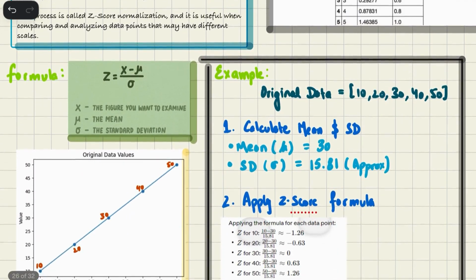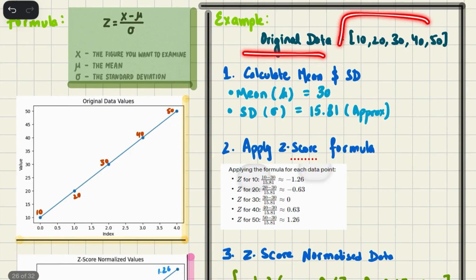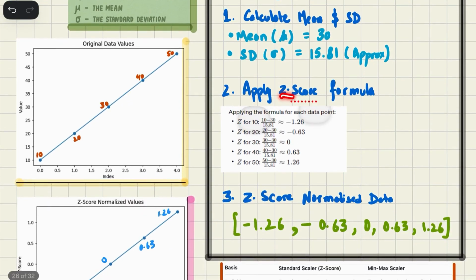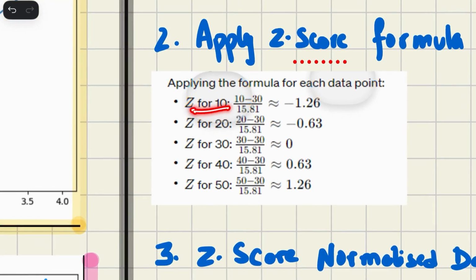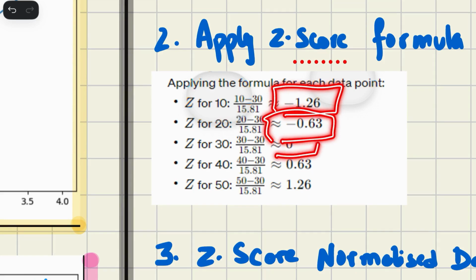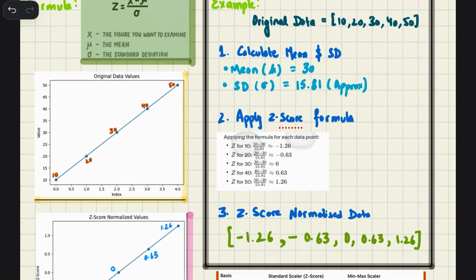So let's understand this with an example. We have original data from 10 to 50. First we calculate the mean. The mean tends to be 30. And if we calculate the standard deviation, it tends to be approximately 15.81. Alright, and now we apply the Z-score formula to every element. We apply it to 10, 20, 30, 40, 50. After calculation, we come out with the scaled data points, and you see these are the normalized data points.